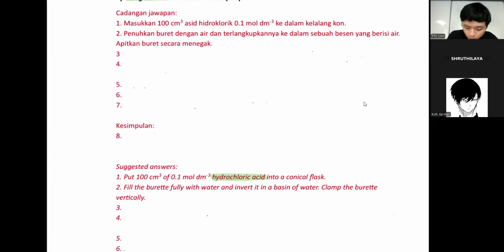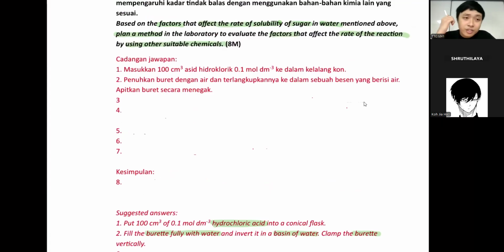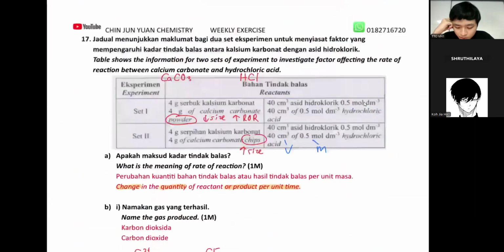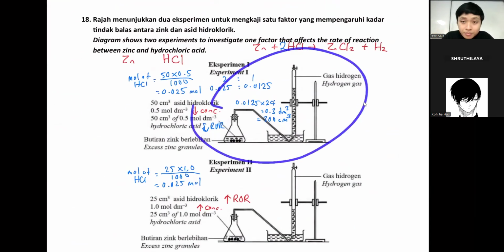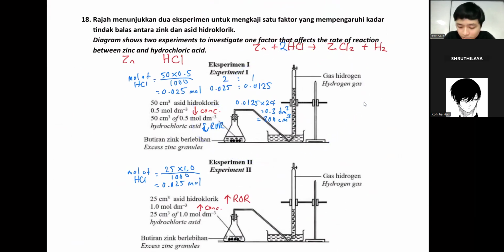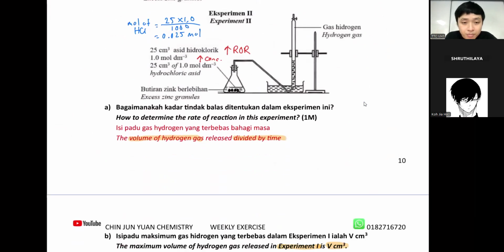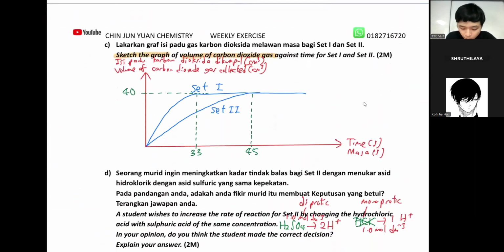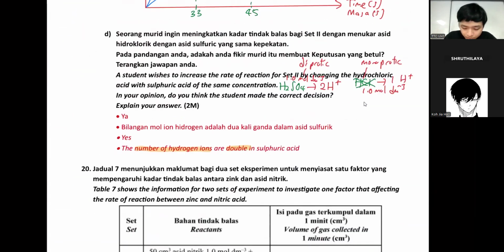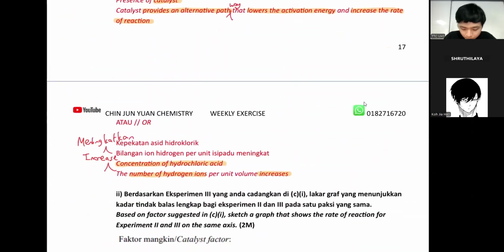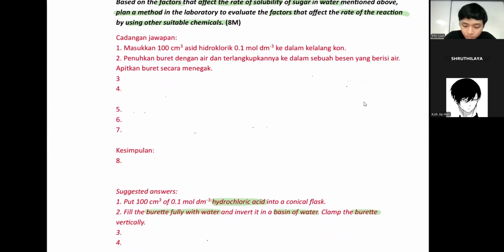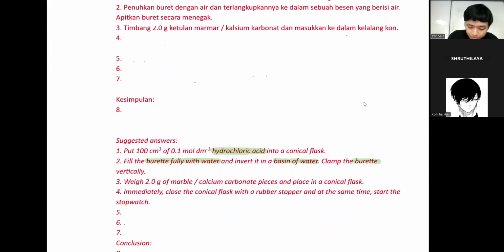Okay, so number two, fill the burette fully with water, and invert it in the basin of water. Clamp the burette vertically. This setup is similar to this one. Connect to the burette, then you collect the gas formed. And then number two and number three.